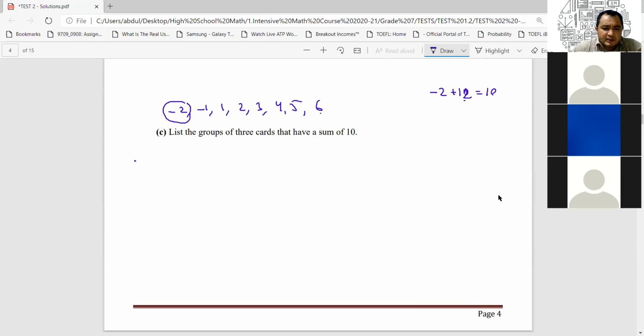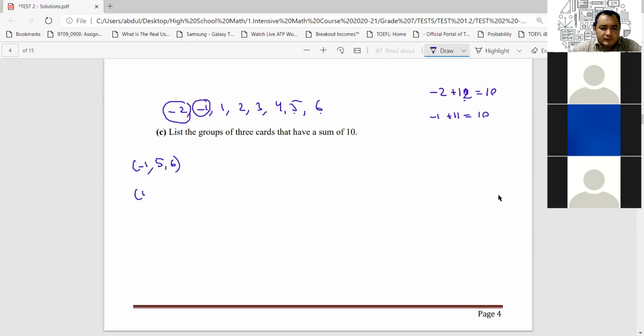And how about if I write -1? -1 plus 11 is equal to 10. Now, do we have any 2 numbers whose sum is 11? Yes, it is 5 and 6, right? Do we have any other numbers whose sum is 11? No, because all other numbers are smaller. So with -1, only 5 and 6 go together. Okay, we are done with -1.